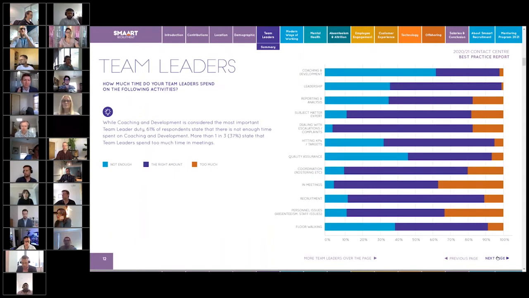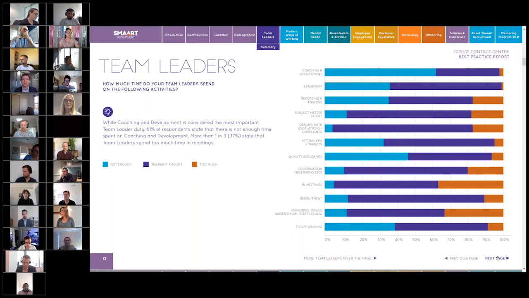The first thing we'll focus on is where they're not spending sufficient time. What was highlighted here is that they're not spending enough time on those core people duties, so coaching and development. However, when we also look at their weaknesses, coaching and development is also considered their greatest weakness. So perhaps there's a link here. Team leaders might be avoiding the activities that they're not very good at.